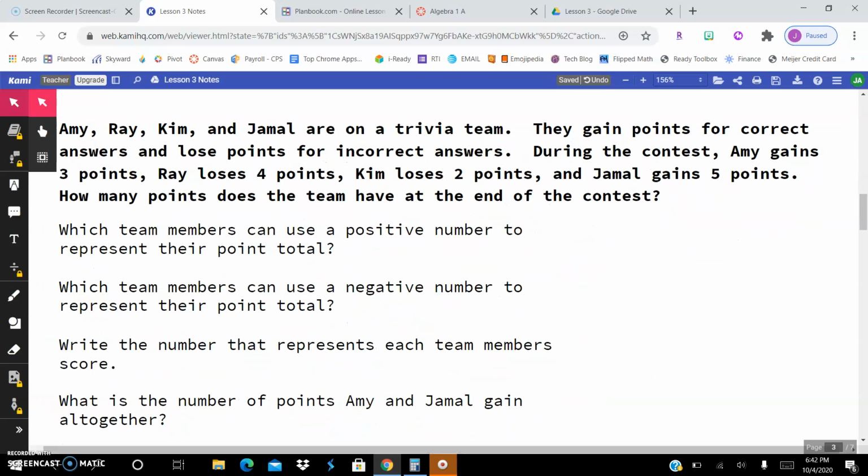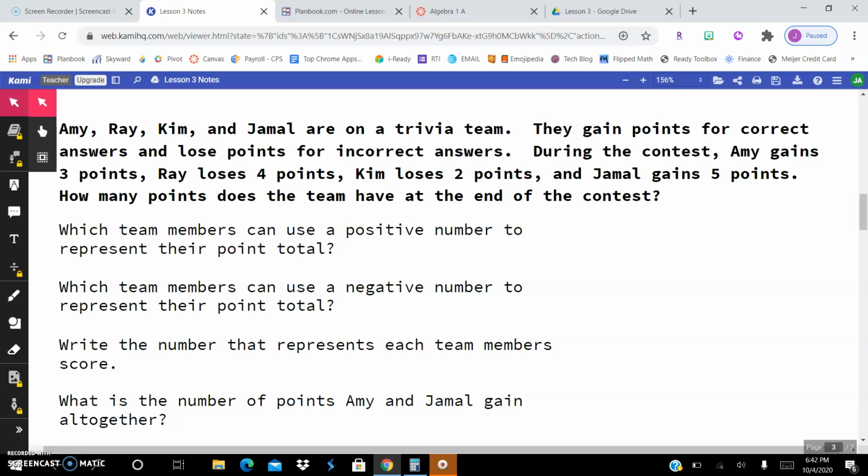Amy, Ray, Kim, and Jamal are all on a trivia team. They gain points for correct answers and lose points for incorrect answers. During the contest, Amy gains 3 points, Ray loses 4, Kim loses 2, and Jamal gains 5. How many points does the team have at the end of the contest?